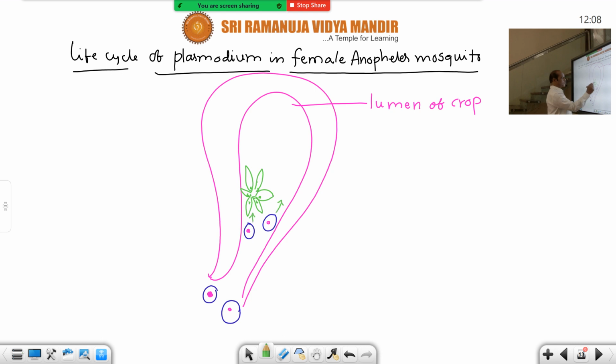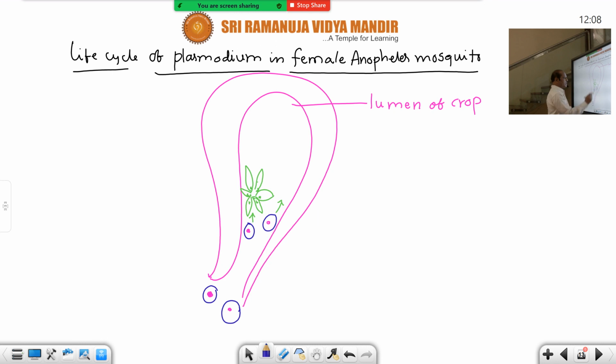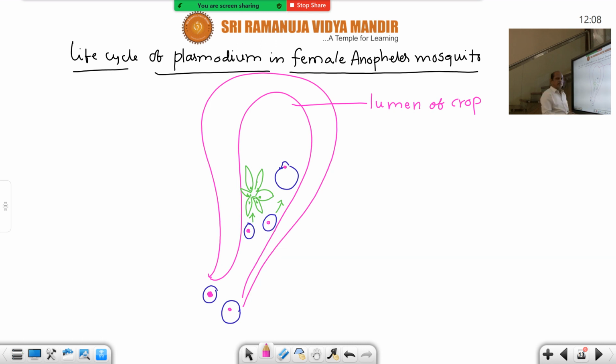Put an arrow mark here. Here also an arrow mark. And in this case, what happens, here the macrogametocyte enlarges to some extent and forms a fertilization cone. Inside the fertilization cone, the macrogamete nucleus has actually reached the periphery. This is the periphery, and some cytoplasm comes out as a projection. This projected part is called the fertilization cone. So now the egg is produced. Now we call it the egg or female gamete.